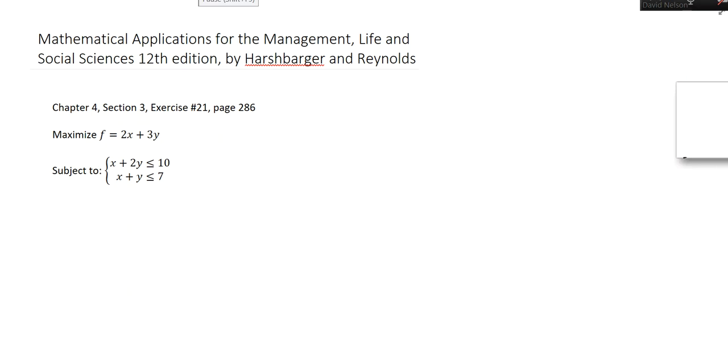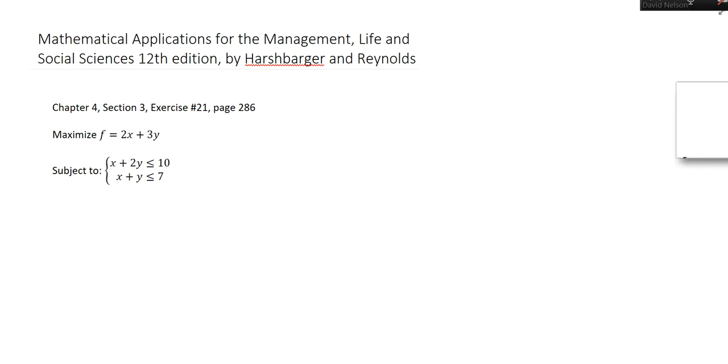All right, today we want to solve a question that comes from Mathematical Applications for the Management, Life, and Social Sciences, 12th edition by Harshbarger and Reynolds. This is from Chapter 4, Section 3, Exercise 21 on page 286.